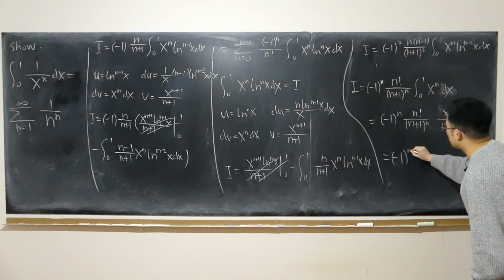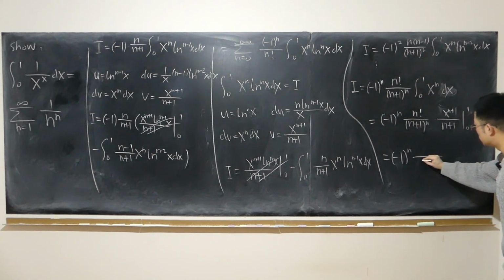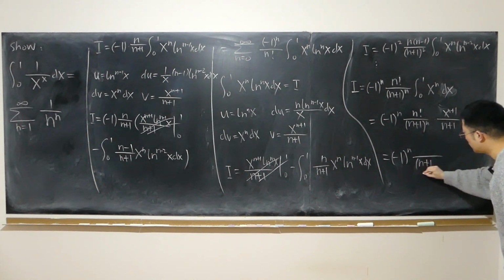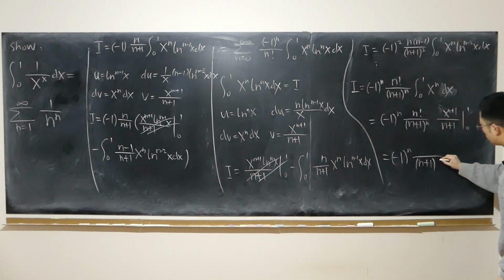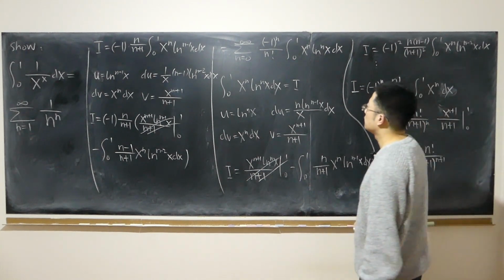Negative 1 to the power of n. That is 1 over n plus 1. So the bottom becomes n plus 1 to the power of n plus 1, times n factorial.